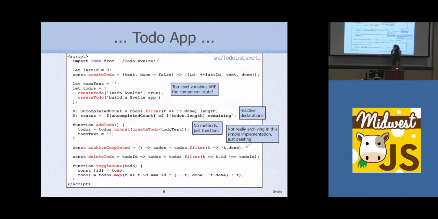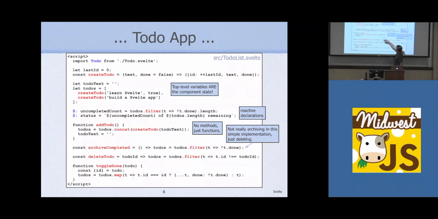Then just a bunch of variables. But there's something really special going on here, and that is the way you define the state of a component in Svelte is you just define top-level variables. And those are the state. And what I mean by that is if I make changes to any of those variables, this component is going to re-render automatically. So I don't need to do special things to say it's the state or make it re-render.